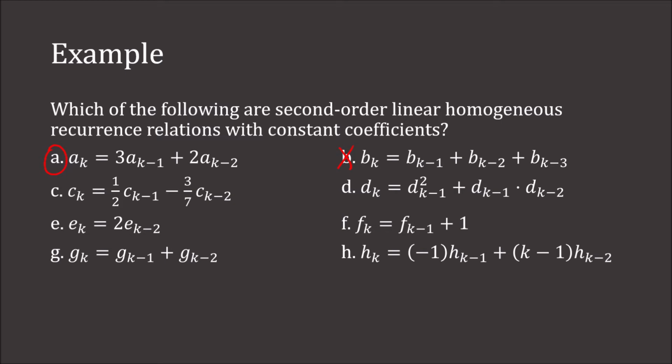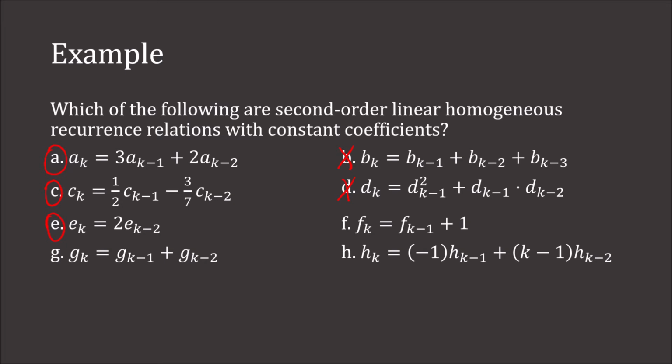Let's look at C. We have k minus 1, k minus 2, so it's second order. They're separate terms, so it's linear. They have the same power, so it's homogeneous. And the coefficients are constant. D is second order. It depends on d sub k minus 1, d sub k minus 2. However, it is not linear: d sub k minus 1 times d sub k minus 2. We look at e sub k, 2 times e sub k minus 2. It's second order. It's linear. It is homogeneous. And has constant coefficients.